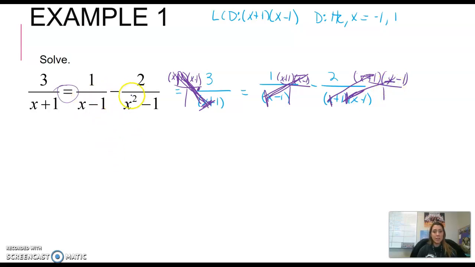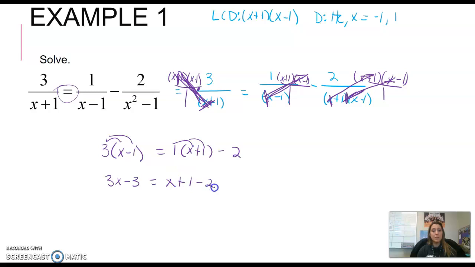Those are all 1s. So then I'm left with 3 times x minus 1 is equal to 1 times x plus 1, so 1 times x plus 1 minus 2. That's what I'm left with. So then I need to distribute, and I end up with 3x minus 3 is equal to x plus 1 minus 2. Now I need to combine my like terms. So right here I have 3x minus 3 is equal to x minus 1, because 1 minus 2 is minus 1.